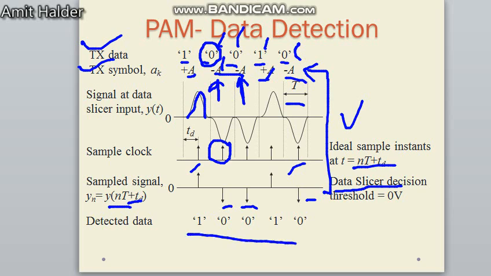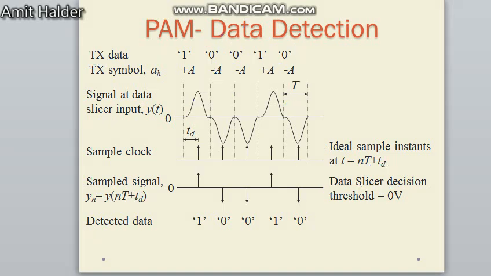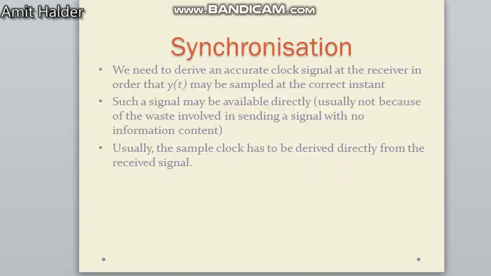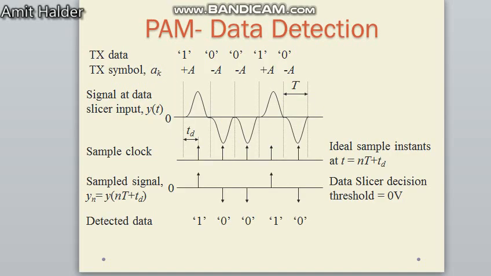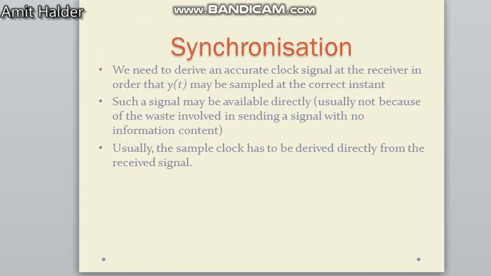So after mapping, we will get the detected data, right? That's the data collection or data detection. After that, there is the synchronization technique. What is the synchronization technique? We need to derive an accurate clock signal at the receiver so that we can get the y(t) value. In the previous section, we got the sampled value y[n], but we want to find out the time domain signal y(t) value.